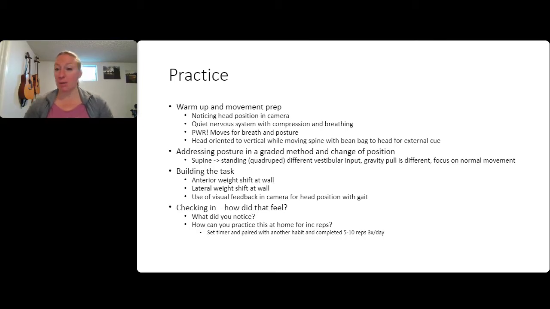So we can start with a warm-up where maybe we take some deep breaths while we notice our head position in the camera. And the camera itself is an external focus of awareness cue. I can see myself. And we can also use other things that they can focus on. So we use a beanbag, or if it's via telehealth, we'll have them roll up some socks and place it on their head. And if their head position is changing, it's going to fall off. However, if they're in a good position, kind of like balancing a book on your head, it's going to stay there.